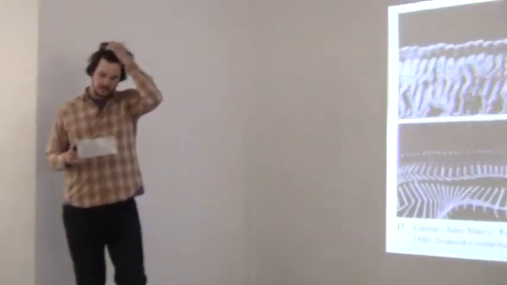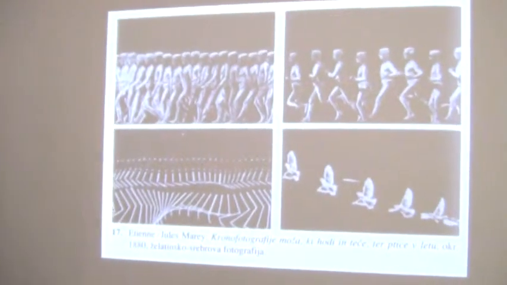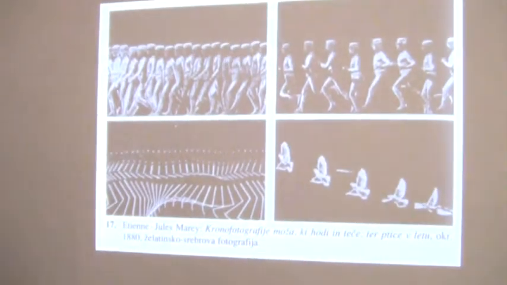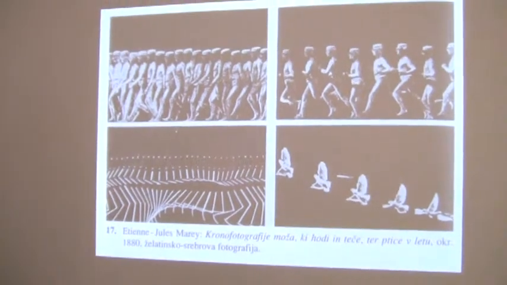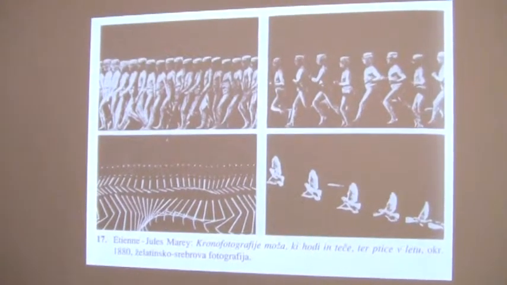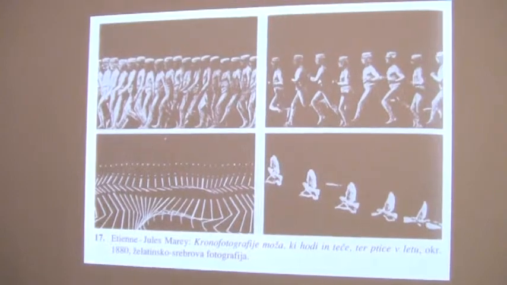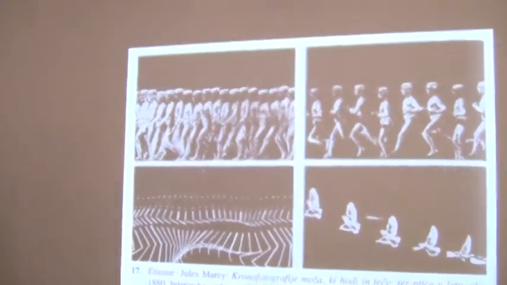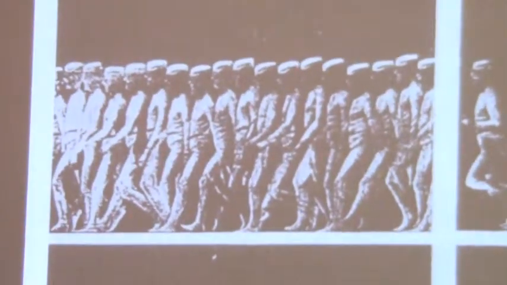And Marey's work ended up crossing over into the art world by way of chronophotography. He invented something called the chronophotographic gun, sort of a precursor to the motion picture camera. It allowed him to take multiple exposures on the same piece of film, up to 12 per second, I think, was the fastest he got to.